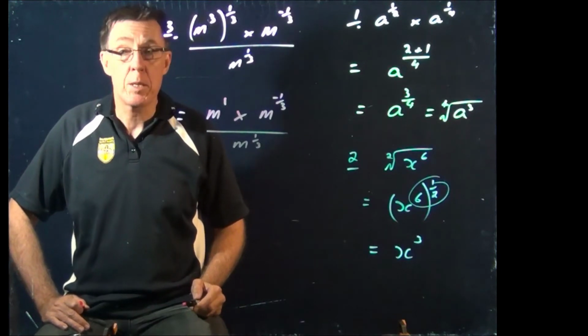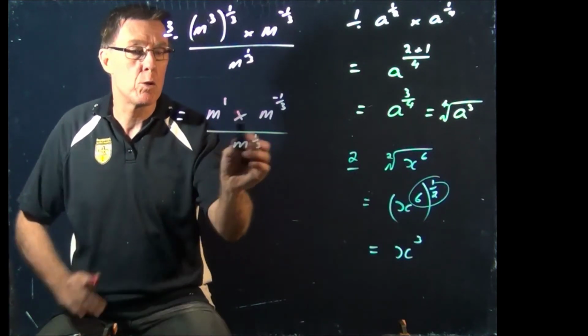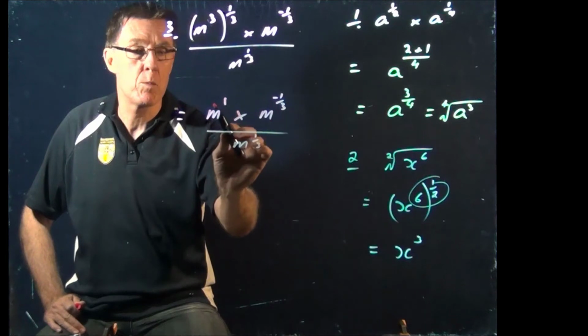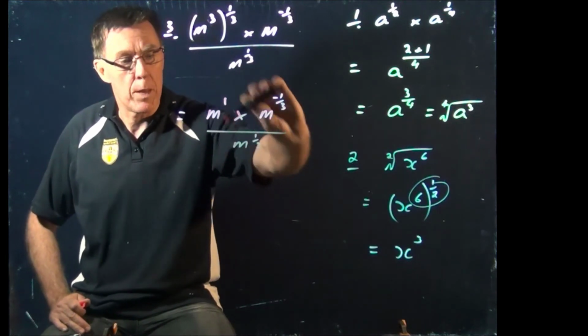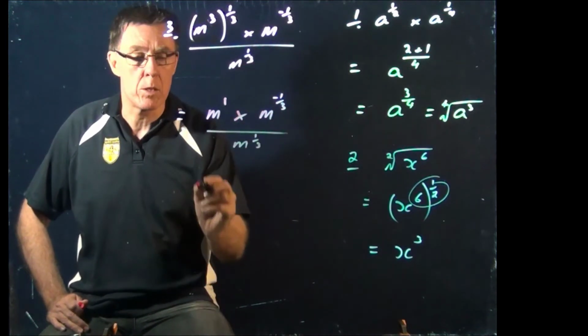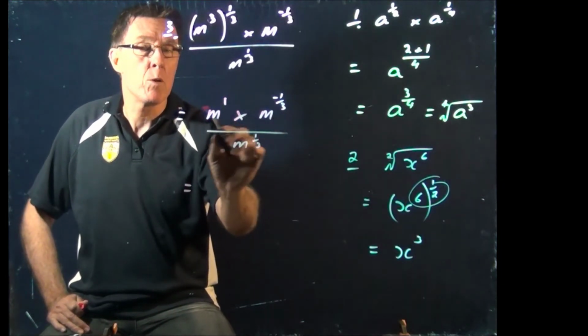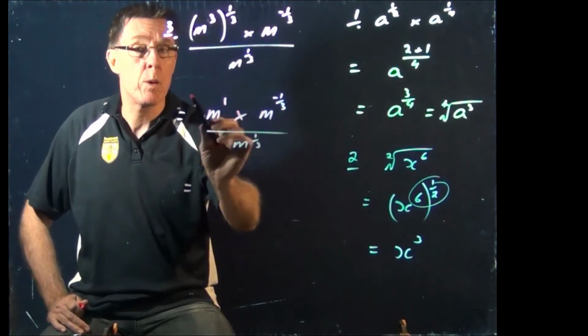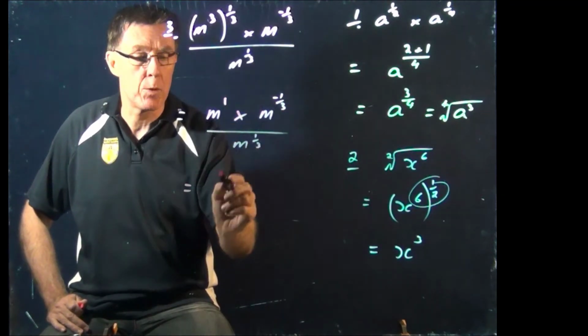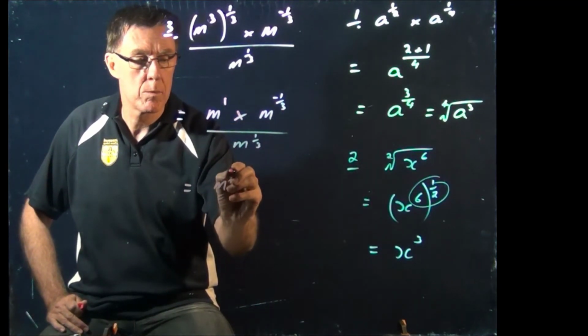From there, it doesn't particularly matter what you do. You could combine the m's on the top line first by adding their indices, or combine the m's on the bottom line by subtracting their indices. I'm going to combine the top line. I'm multiplying powers of the same base, so I add their indices. 1 plus a negative 1/3 is 2/3.